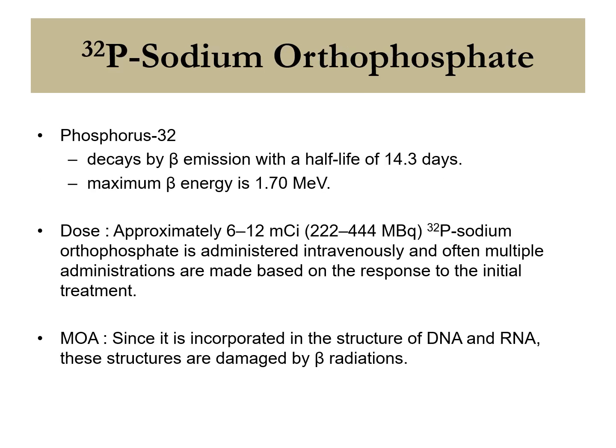So we now want to look into phosphorus-32 sodium orthophosphate. Phosphorus-32 decays by beta emission with a half-life of 14.3 days. It has a maximum beta energy of 1.70 MeV. The dose is approximately 6 to 12 mCi administered intravenously, and often multiple administrations are made based on the response to the initial treatment. As for the mechanism of action, since it is incorporated into the structure of DNA and RNA, these structures are damaged by the beta radiation.